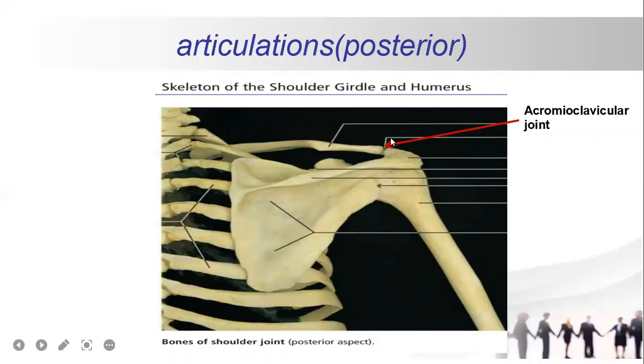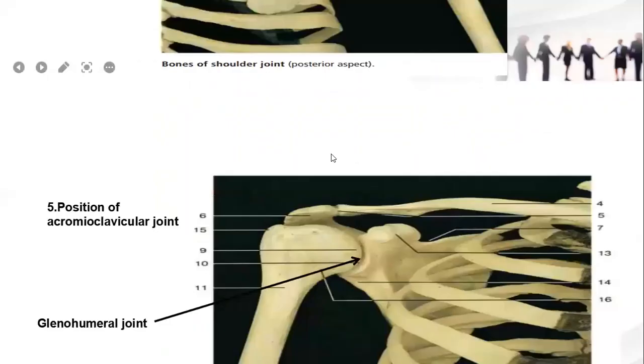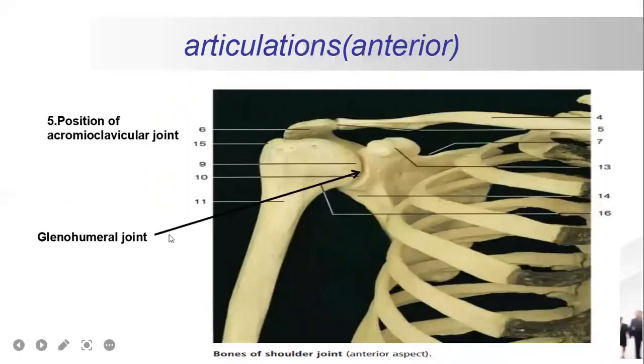We have this joint known as the acromioclavicular joint, right here between the acromion and the clavicle. You can also check on the glenohumeral joint here. Right here we have the glenohumeral joint, the articulation formed between the scapula and the lateral end, the head of the humerus. We'll be able to see the anatomy of the humerus as we keep progressing.